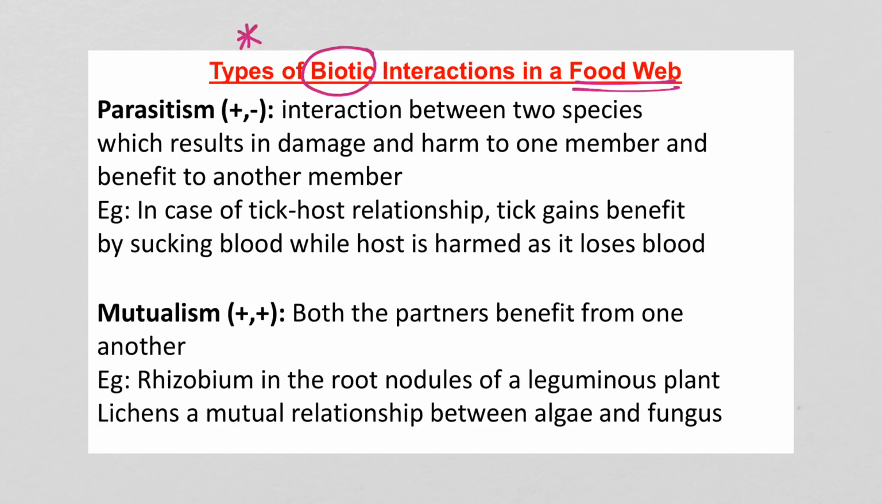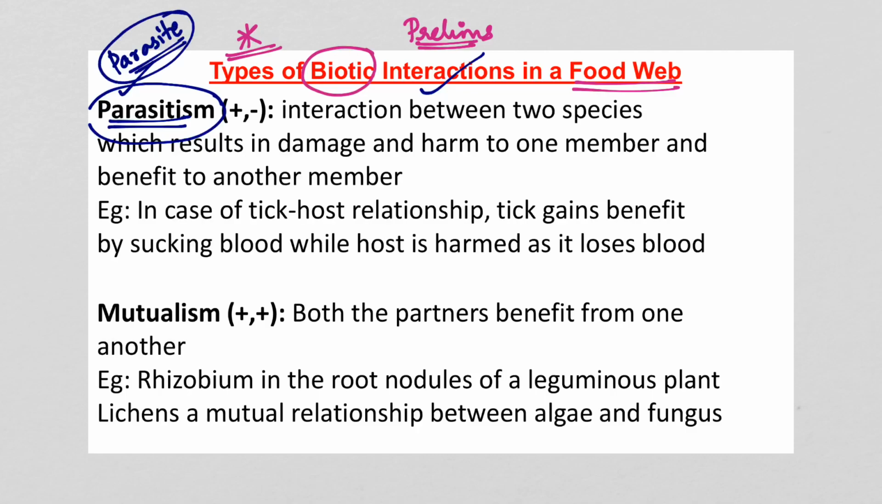This is again very important. In the UPSC preliminary examination, many times questions have been asked from this particular portion. So, types of biotic interactions in a food web. Let us see what the different types of biotic interactions are that happen within a food web. First one is parasitism. So parasitism means one would be a parasite. A parasite means an organism which feeds upon the other, or one organism killing the other.